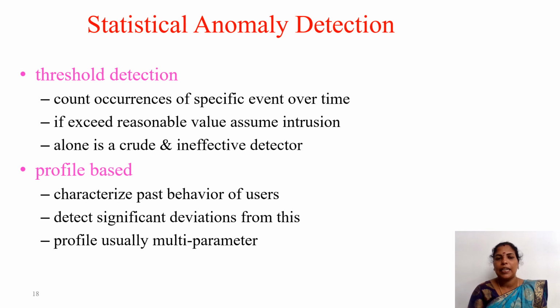So it detects significant deviations from this, and profile based detection is usually multi parameter. Basically the profile based detection method and the threshold based detection method usually use only the normal traffic records. If the value of a new record goes beyond the threshold we are fixing, we tell it as an attack in the threshold based detection. And in the profile based detection also we are characterizing based on the past behavior only.